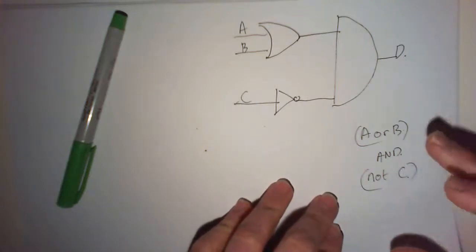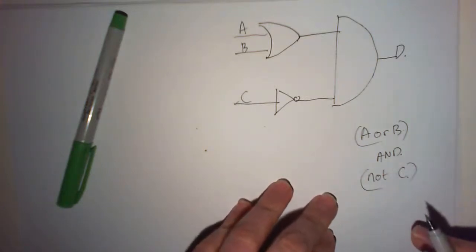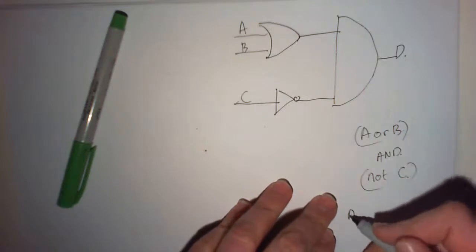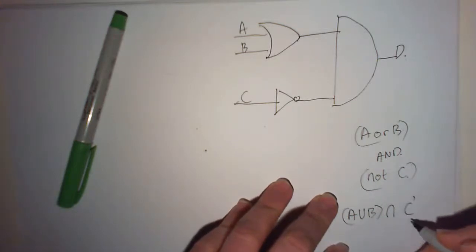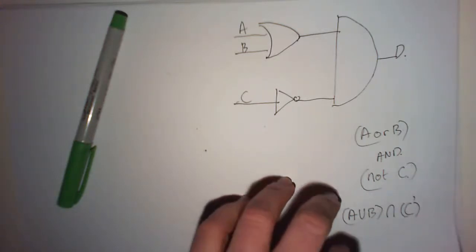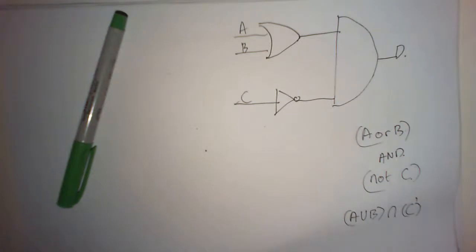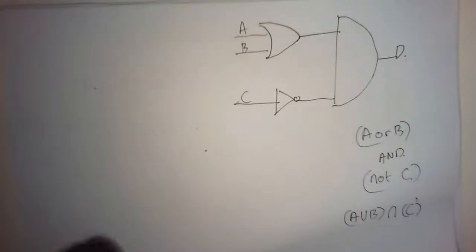So if you really want me to put it into set code, A or B, that's it in set code. Okay. But anyway, let's do a truth table.